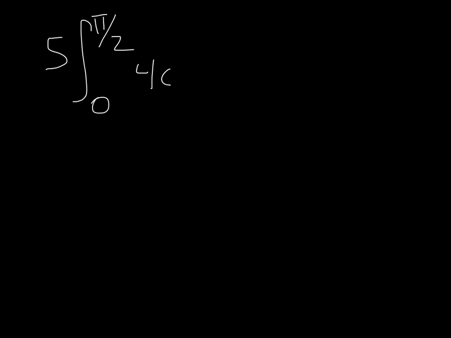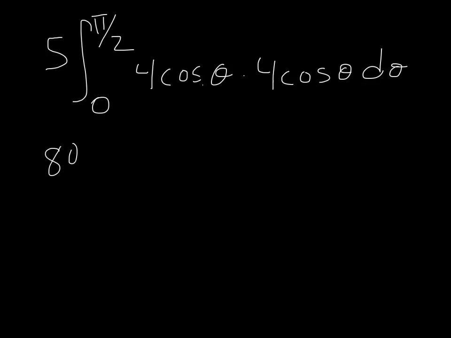of 4 cosine theta times 4 cosine theta d theta. Multiplying the 4 times 4 gives us 16 times 5, which will give us 80. The integral between 0 and pi over 2 is cosine squared theta d theta.